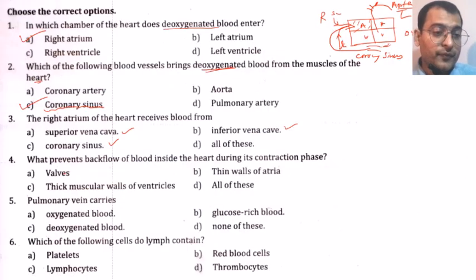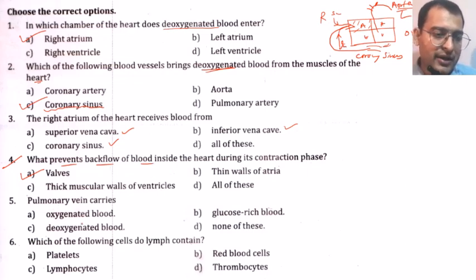What prevents the backflow of the blood inside the heart during the contraction phase? Is it the valves, the thin walls of the atria, thick walls of the ventricles, or all of these? The obvious answer is the valves. There are different valves in the heart. The main function of the valves is to prevent the backflow of the blood inside the heart.